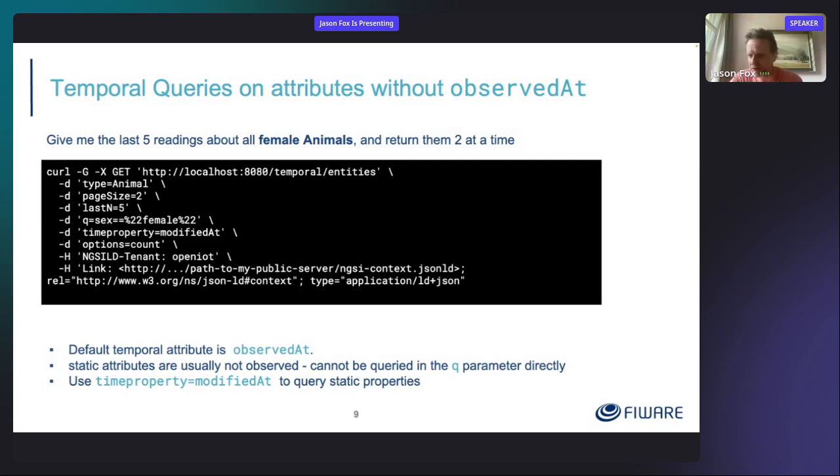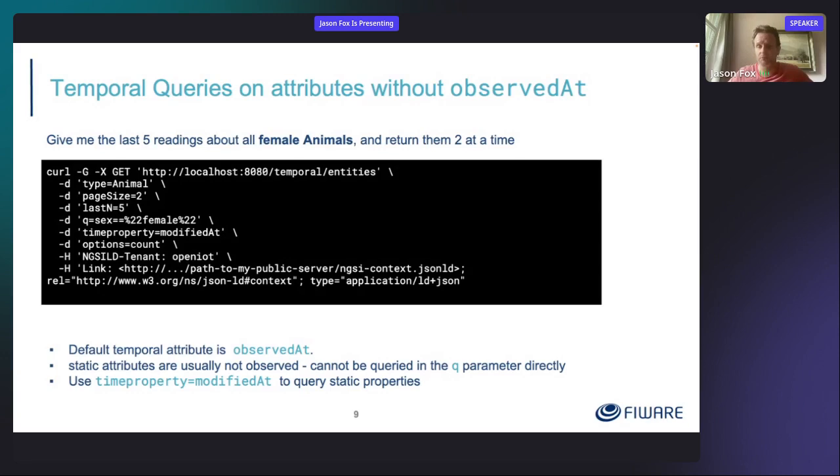fully idempotent. The reason for this, and the reason why this works, is that whenever a record is updated, modified at is updated, regardless of whether it's got an observed at or not. And therefore, it is possible to do a query across a non-observed attribute by using a modified at. The rest of that query should be moderately familiar to you.